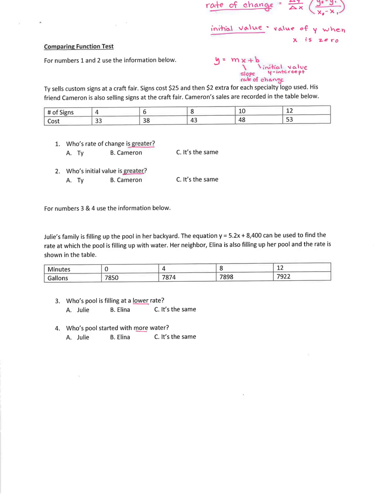Ty sells custom signs at a craft fair. Signs cost $25 and then $2 extra for each specialty logo used. His friend Cameron is also selling signs at the craft fair. Cameron's sales are recorded in the table below. Number 1. Whose rate of change is greater? A. Ty, B. Cameron, C. It's the same.